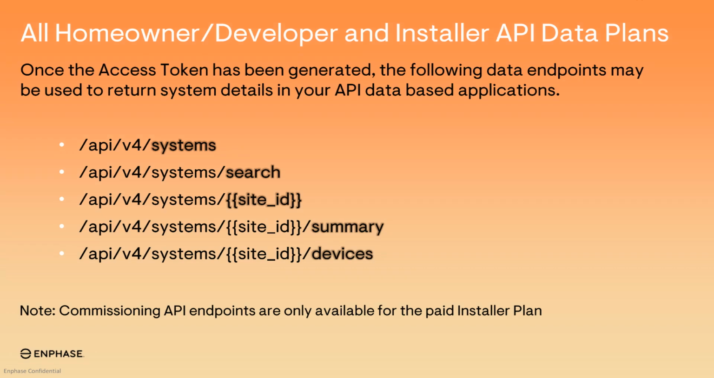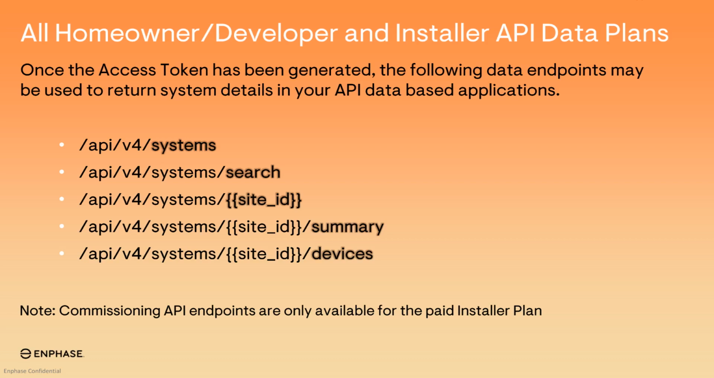For all homeowner, developer, and installer Enphase API data plans, once the access token has been generated, the following endpoints may be used to return system details in your API database applications. These endpoints are Systems, Search, Site ID, Summary, and Devices. Please note, these are data endpoints only.